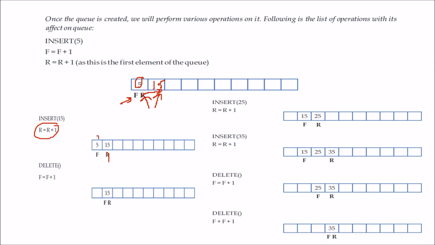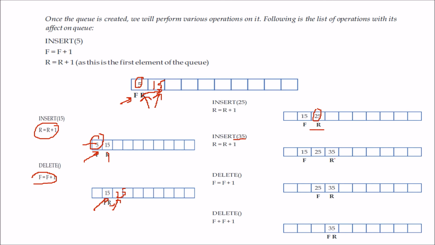Now you want to delete this 5, so it will be relieved from the front. So 5 will be deleted. Now the F has to point to this 15. So now again the front and rear are the same, because there is only one element. Now you want to add 25. When you add 25 here, because adding can only be done at the rear, rear has to be incremented.